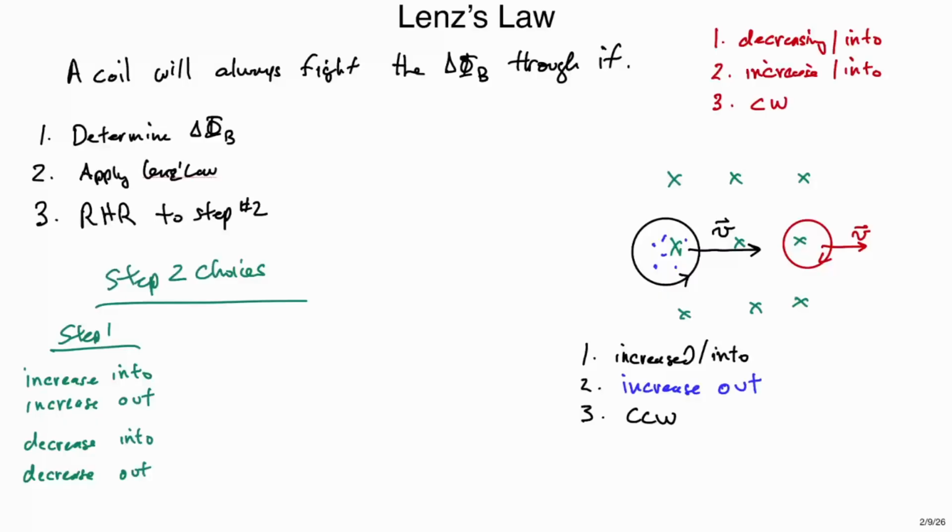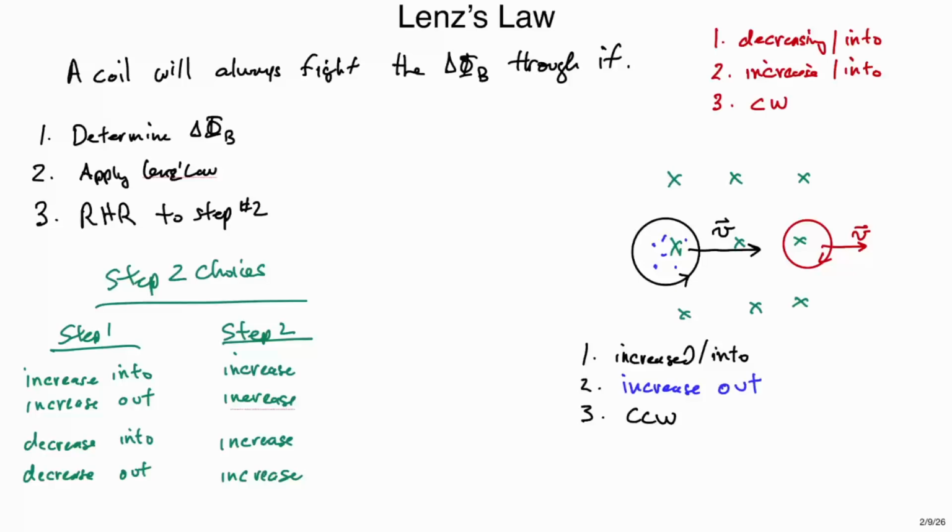So the good news is that we really only have 4 choices for the first step. How many choices do you think we have for step 2? Depends on how you want to think of it. There's 4 choices. How do you fight an increasing into the page? In all 4 of these choices, you can only use the word increase. Lenz's law states that the coil will fight, but the coil has to generate a field of its own. And that field is what will be fighting the change.